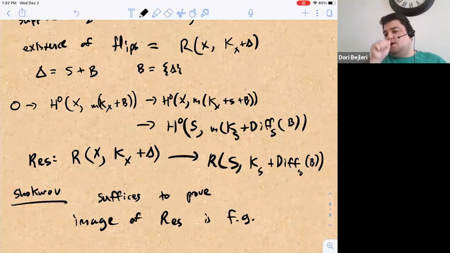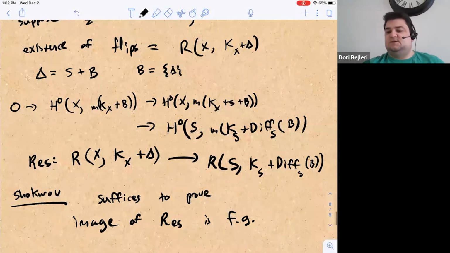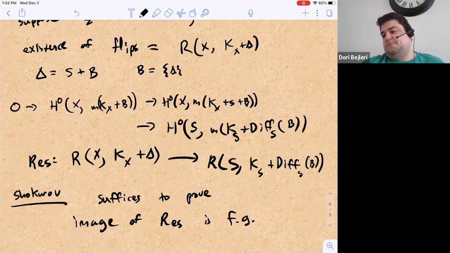is finitely generated. Now, if we're in the very nice case where the restriction is surjective, then we can induct on dimensions. So we can say, okay, suppose we know all the conjectures of the minimum model program in dimension n-1, then we know that Rs, Ks plus the different is finitely generated. Then we have this surjection, and then you use your exact sequences to prove that Rx, Kx plus delta is also finitely generated.